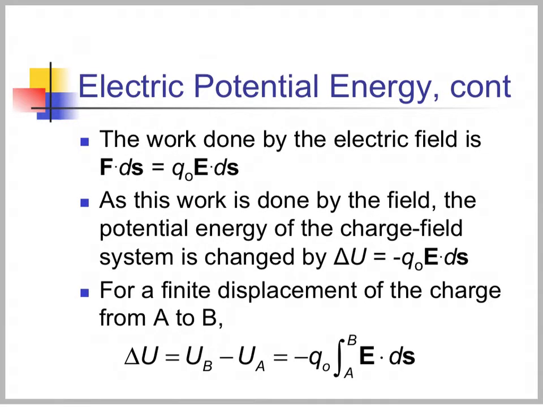So the work done by the electric field, which remember is F dot ds, is just QE dot ds. As this work is done by the field, the potential energy of the field and charge system is changed by delta U equals minus QE dot ds. For a finite displacement of the charge going from A to B, the change in potential energy, the potential energy at B minus the potential energy at A, is just minus Q times the integral of E dot ds.